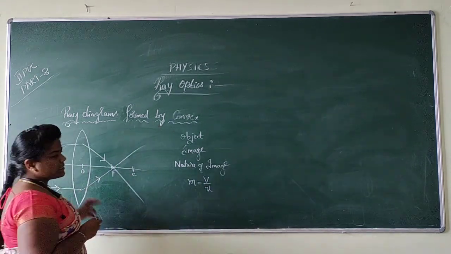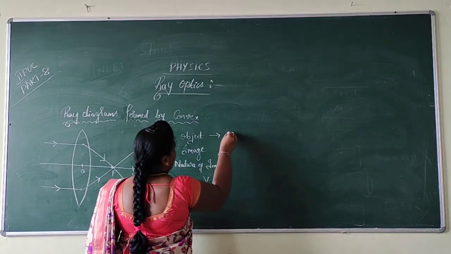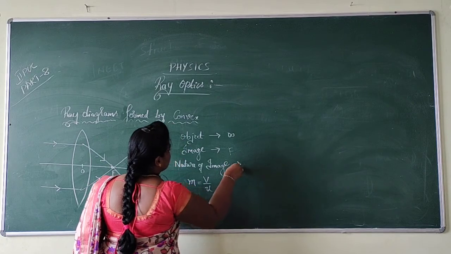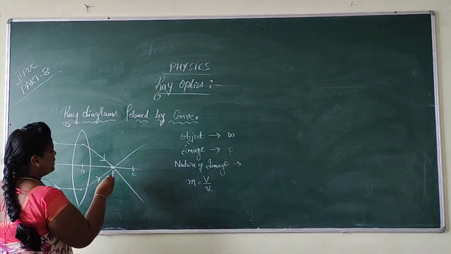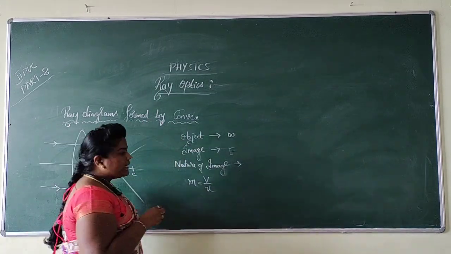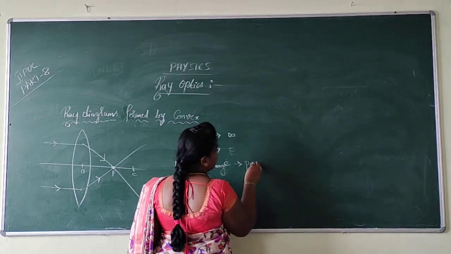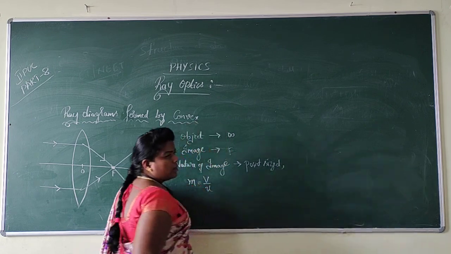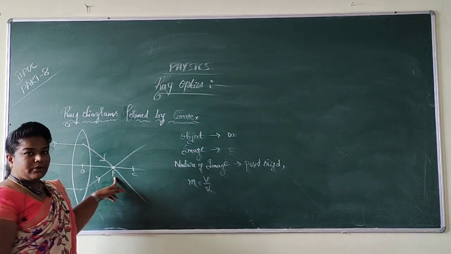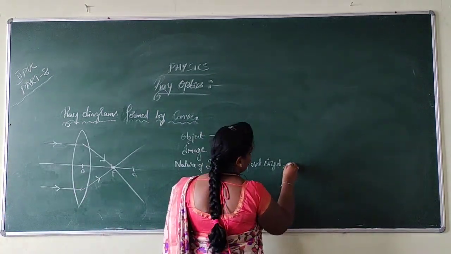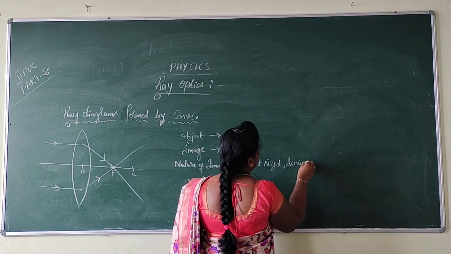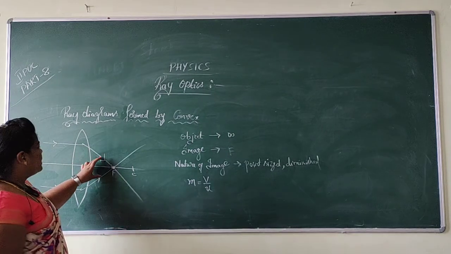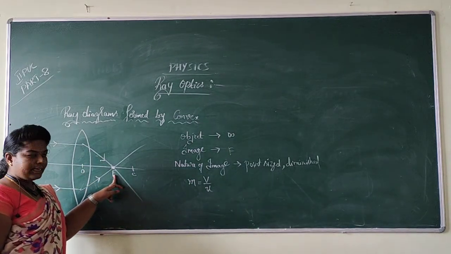Where is the object? The object is at infinity. And where is the image? The image is formed at the principal focus. What is the nature of the image? The nature of the image is point sized, so the size of the object is reduced. It is point sized, and you can say that it is diminished. My dear students, observe carefully that after refraction, these rays meet exactly at a point.